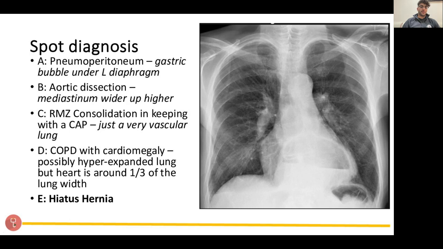And then COPD with cardiomegaly. Possibly this lung is hyperexpanded, but the heart is around one third of the lung width, so there's no cardiomegaly there.